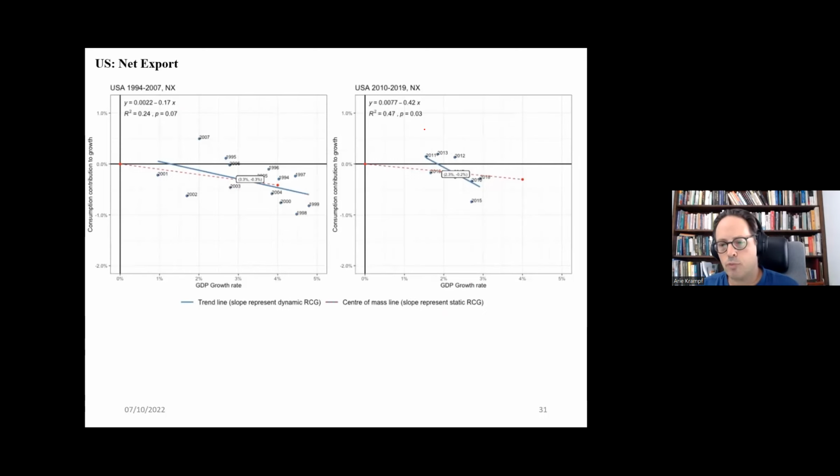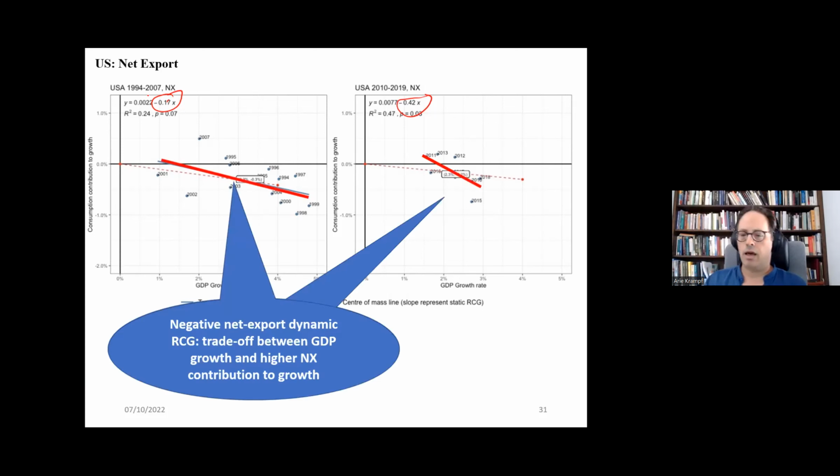And not surprisingly, net export dynamic RCG is negative, which means a trade-off between growth and a balanced trade. But after the crisis, the numbers are very high, which means the trade-off after the crisis is much more significant. And again, this confirms that after the crisis, the United States in a way lost its way.